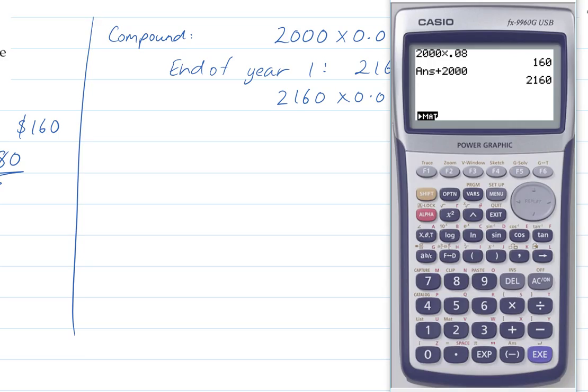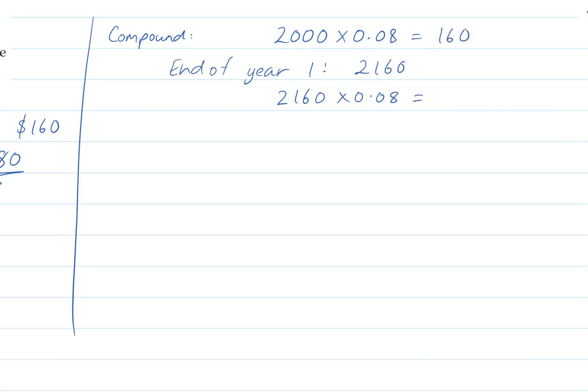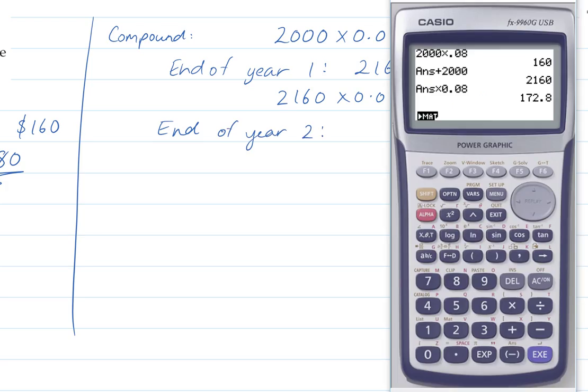Alright, so there's 2,160 times 0.08, so that gives us 172.8. And then we need to add that so that we get our end of year 2 amount. So we'll go plus 2160. So 2332.8.